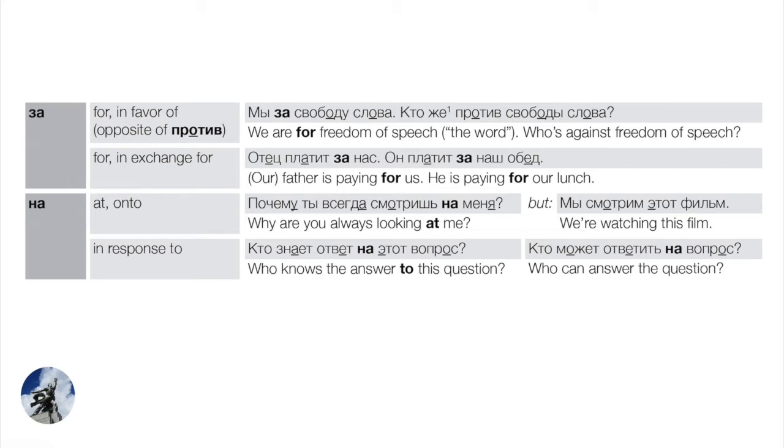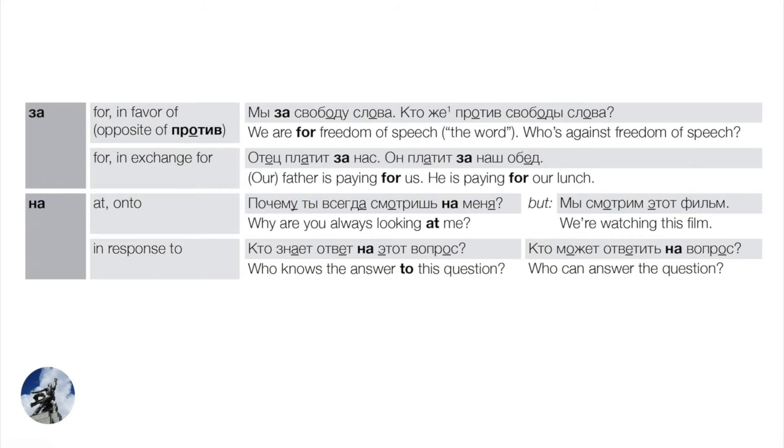But за can mean for in the sense of in favor of something, like I'm for it, I'm in favor of it. For example, мы за свободу слова. We are for freedom of speech. And in that use, it's the opposite of против, which takes the genitive, right, meaning against something. Кто же против свободы слова, right? Who's against freedom of speech, right? So for versus against.